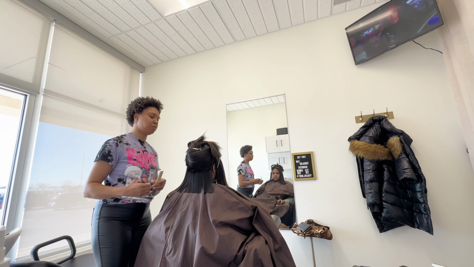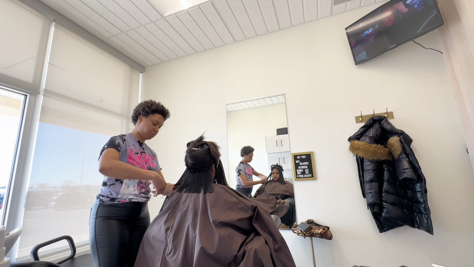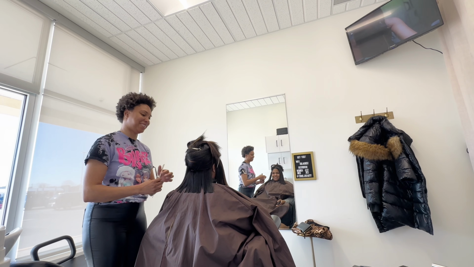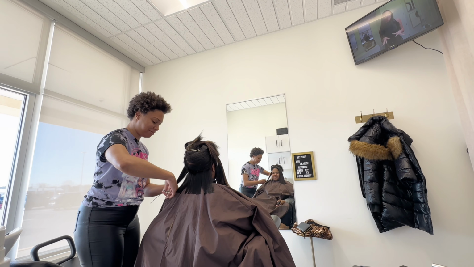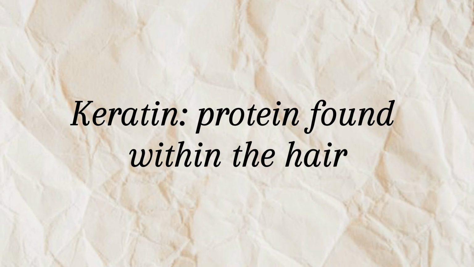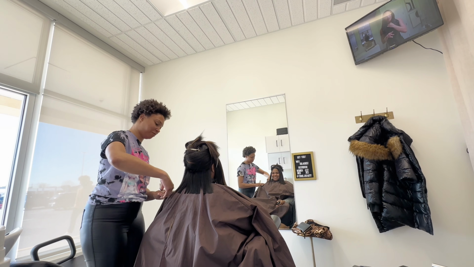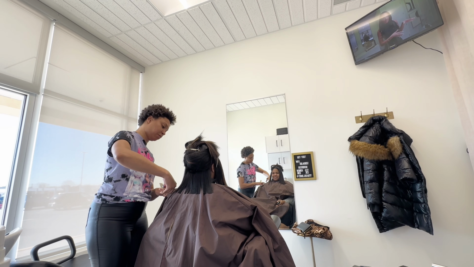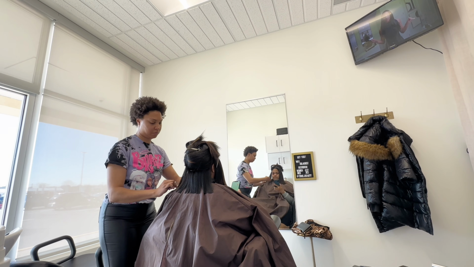Okay, so let's look at the three main components when we're determining the type of products our hair needs. That is protein, moisture, and most recently added to that list is bond repair. So starting with protein, you may hear it referred to as keratin. Those mean the same thing, and that is primarily what our hair is made up of. So when we look at protein treatments, we're looking at strengthening the hair and reducing breakage. Overuse of protein can cause brittleness and breakage, and it can be used for chemical or mechanical damage issues.